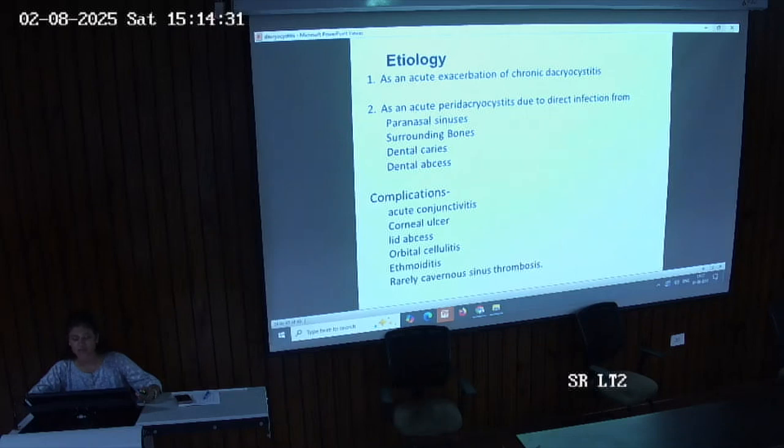It could be an acute peridacryocystitis due to direct infection from paranasal sinuses, surrounding bones, dental caries, or dental abscesses. Complications of acute dacryocystitis could be acute conjunctivitis, corneal ulcer, lid abscess, orbital cellulitis, ethmoiditis, and rarely cavernous sinus thrombosis.